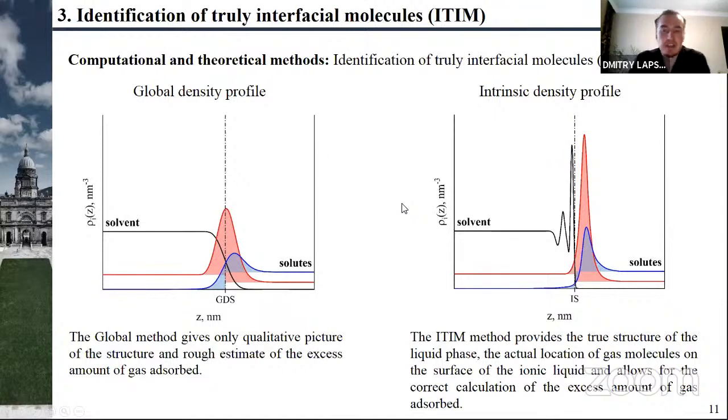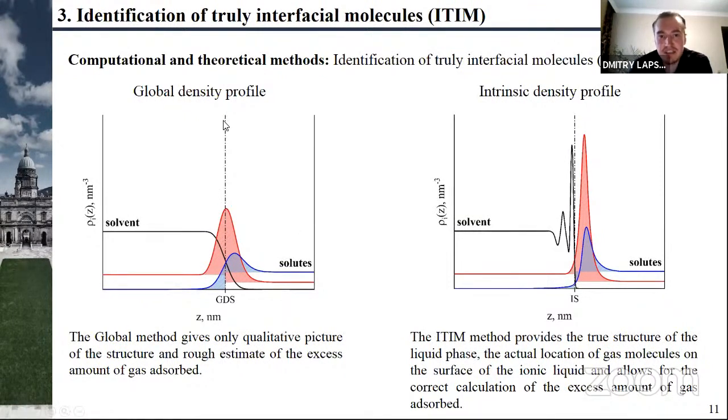Additional points that I would like to make are the following. So the intrinsic density profile indicates the actual location of gas molecules adsorbed on the surface in comparison to the global density profile. Moreover, the ITM method also allows us to correctly calculate the excess amount of gas adsorbed relative to the intrinsic surface.